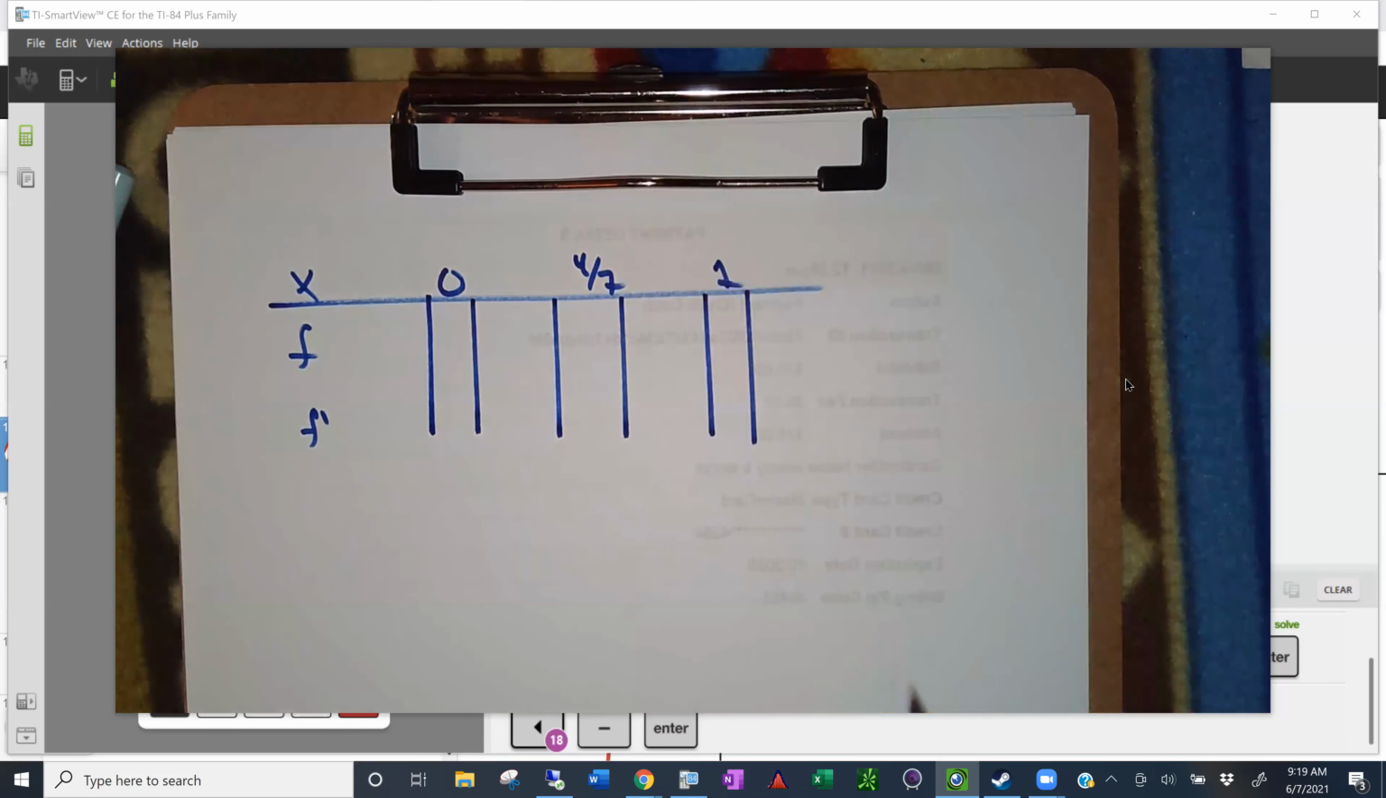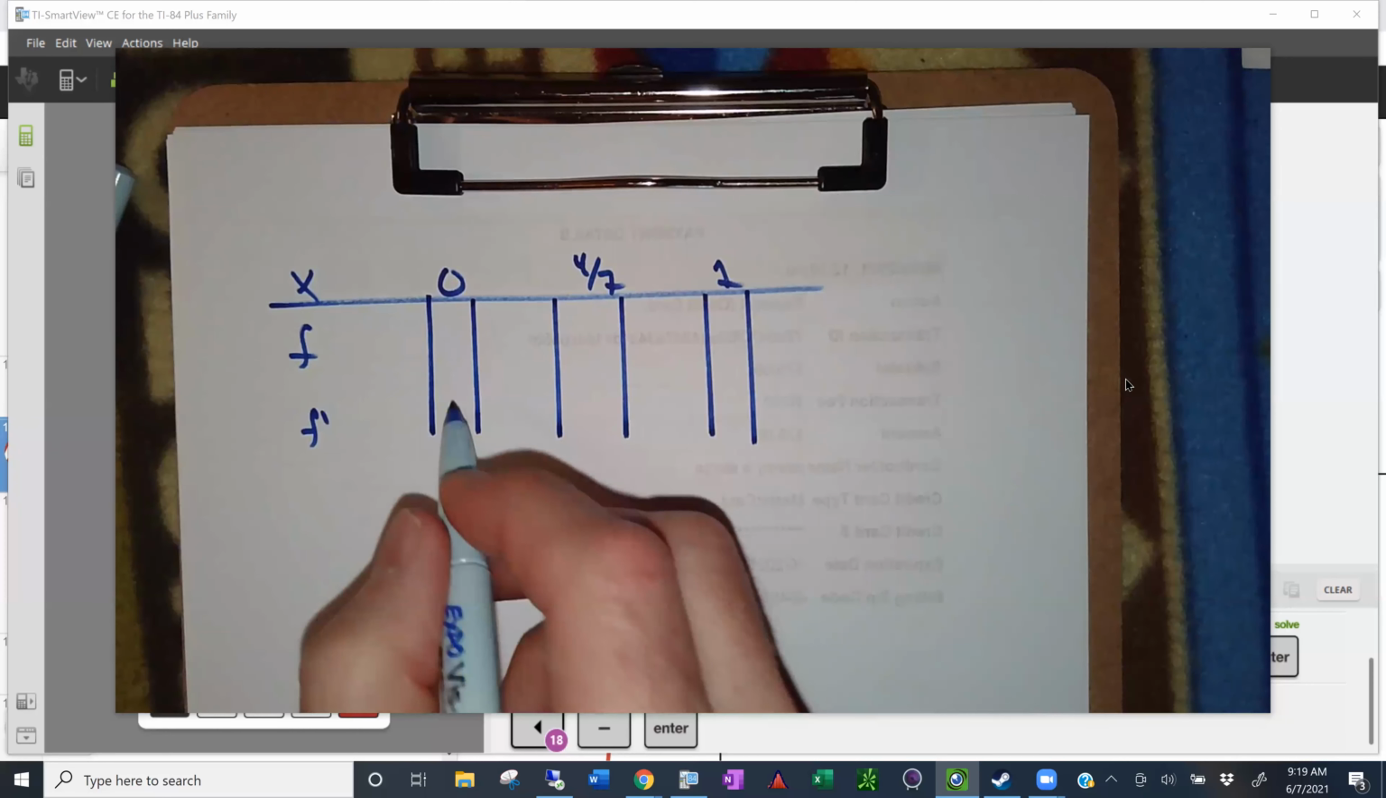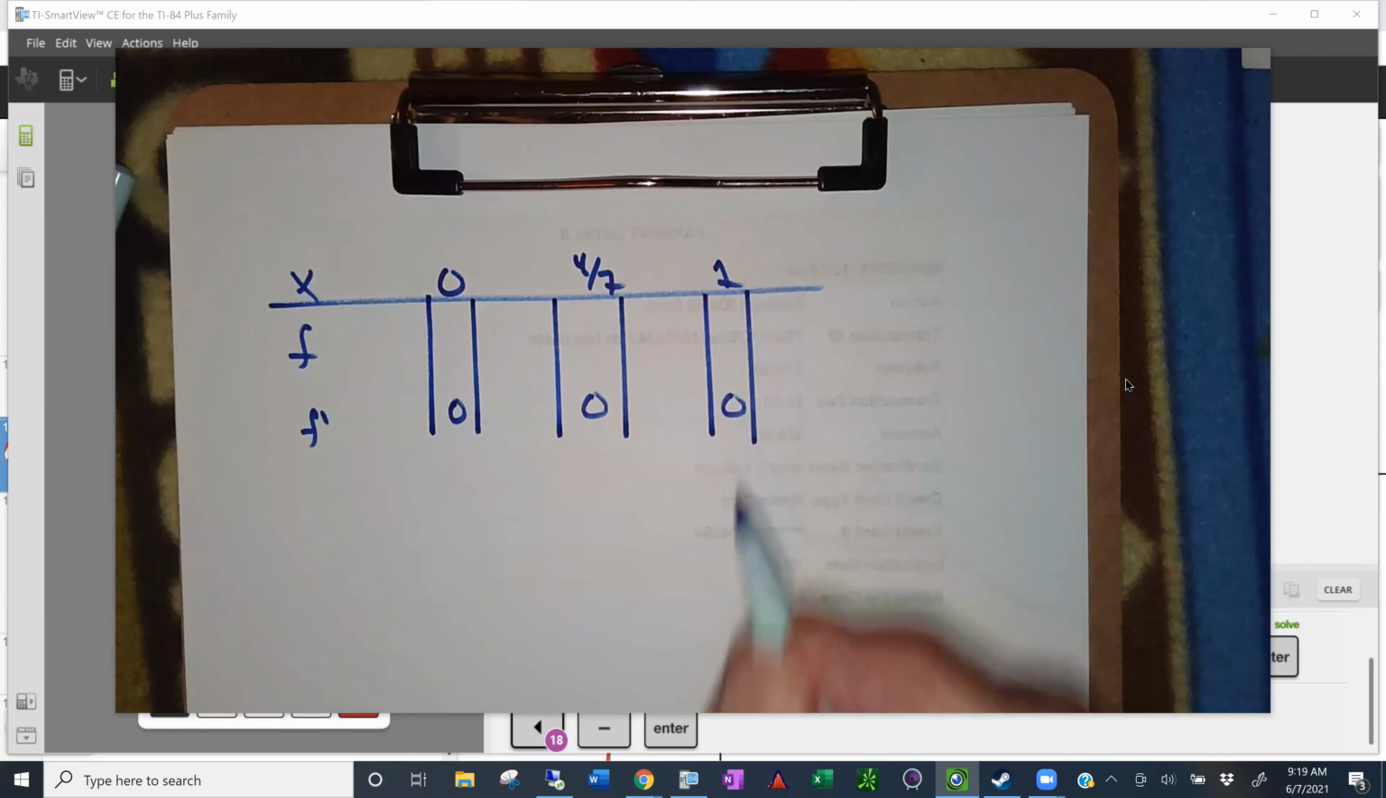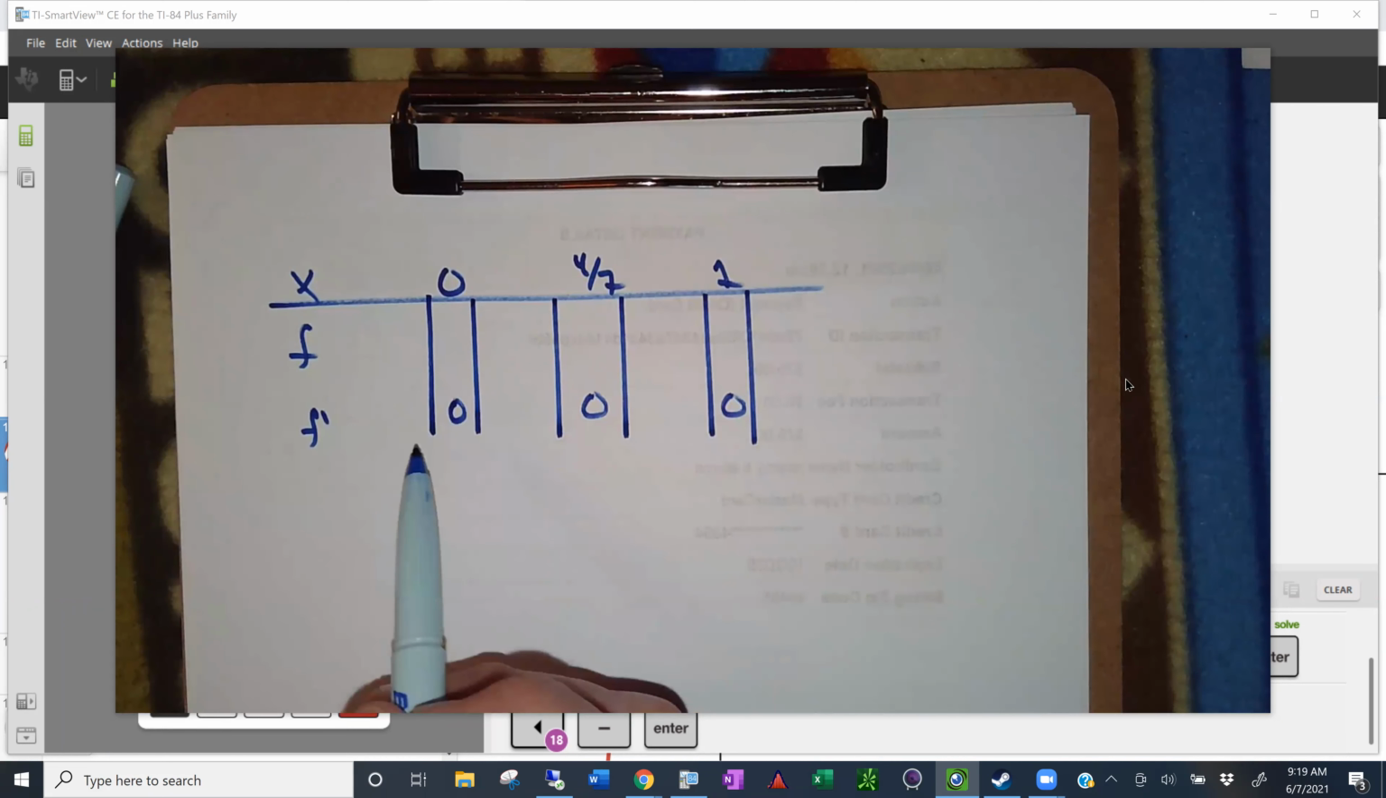Now, all these points are places where the derivative is 0. But in between, we need to figure out what's happening with the function. Is the derivative positive? Is it negative? What's going on? So what I would recommend is that either with Desmos or with your graphing calculator, you plug in the derivative, and we're going to test points to the left of 0, between 0 and 4/7, between 4/7 and 1, to the right of 1, and see what the sign of the derivative is.